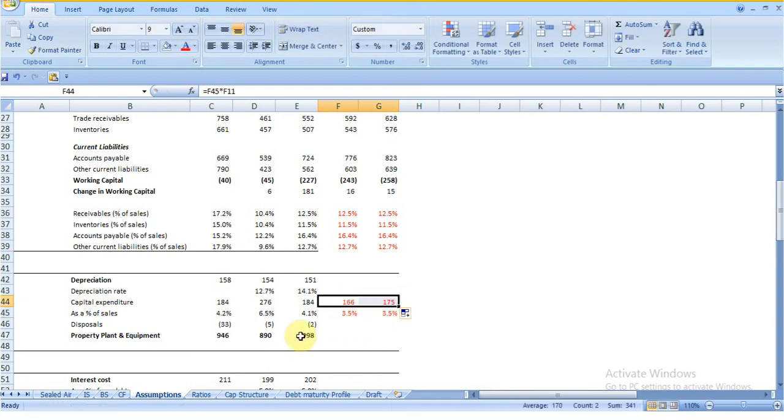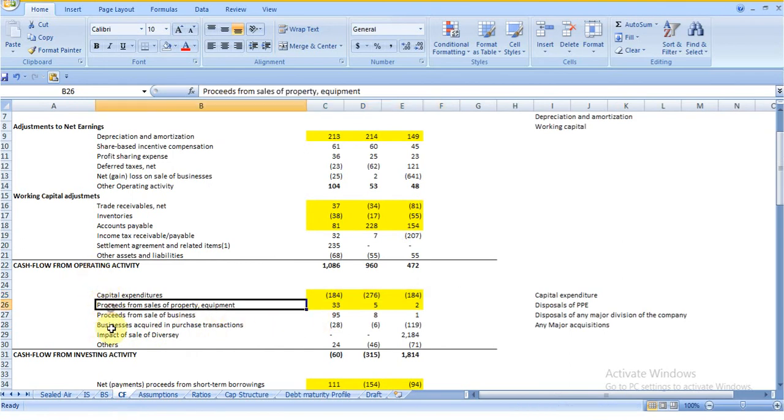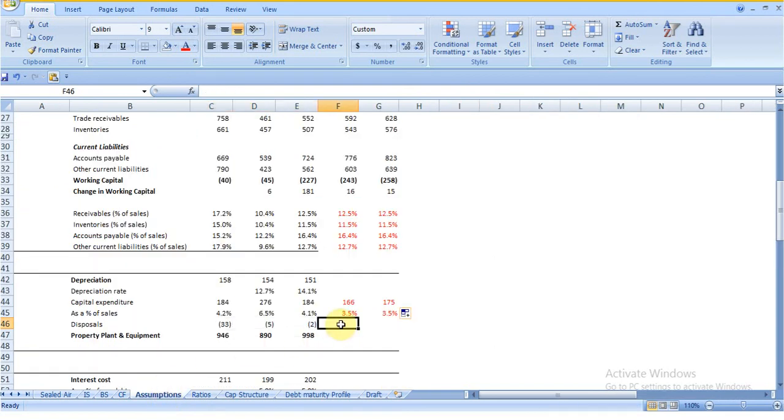Now, disposals. From where do these disposals come? These disposals come from the cash flow statement, from the cash flow from investing activity. Proceeds from sale of property and equipment. These are the disposals the company has done. Going forward, for 2018 and 19, we can assume that the disposals are zero, that the company is not going to dispose of anything. Now, we need to project the depreciation rate. How much depreciation are we expecting? To be on the safer side, I can assume 14%, same as last year.